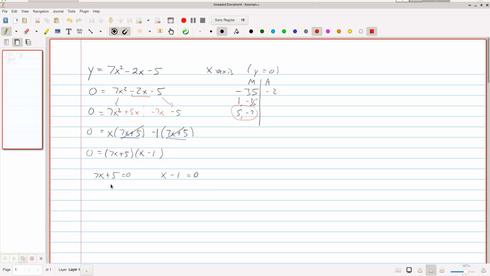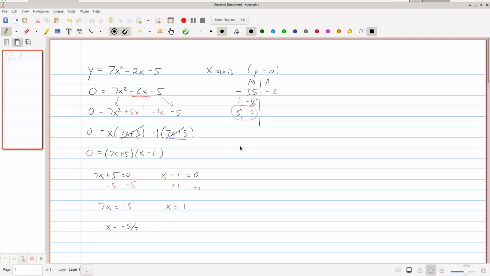Now let's solve each of these for x. So for the first equation, we're going to subtract 5 on both sides. This leaves us with 7x equals negative 5. And if we divide out, we get x equals negative 5/7. In the second equation, to get x by itself, we can add 1 on both sides. And this leaves us with x equals 1. So these are the two x values where the graph crosses the axis.